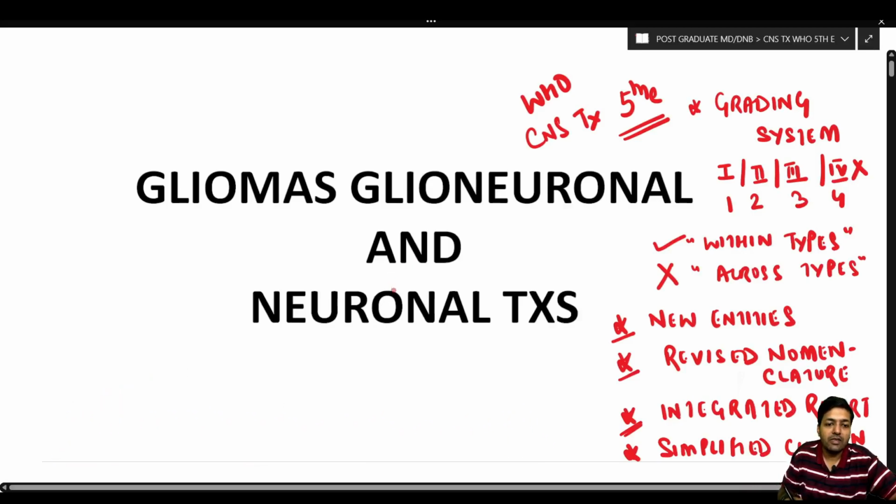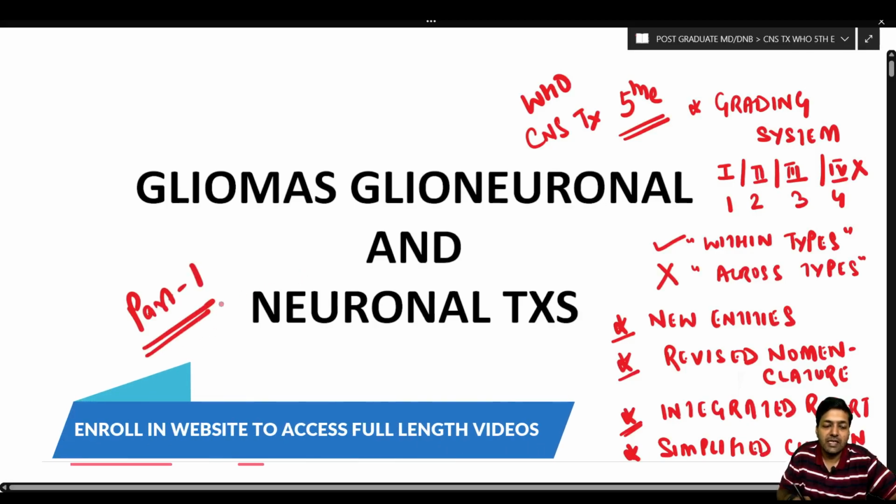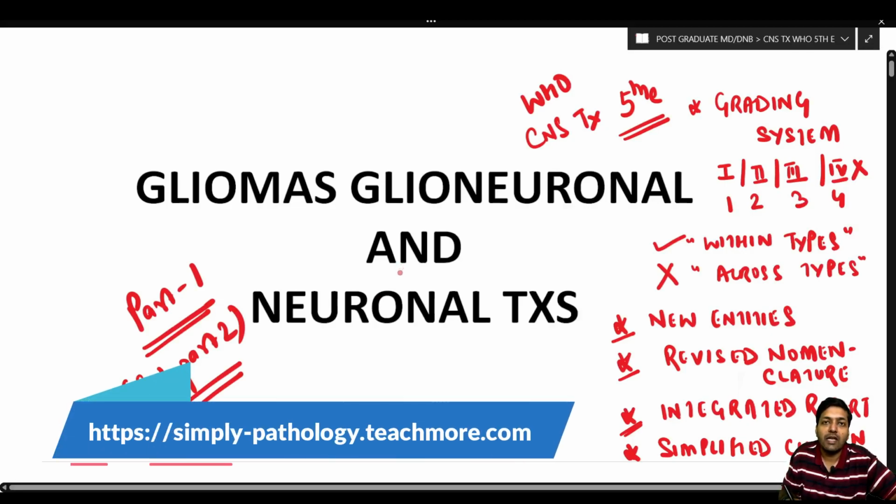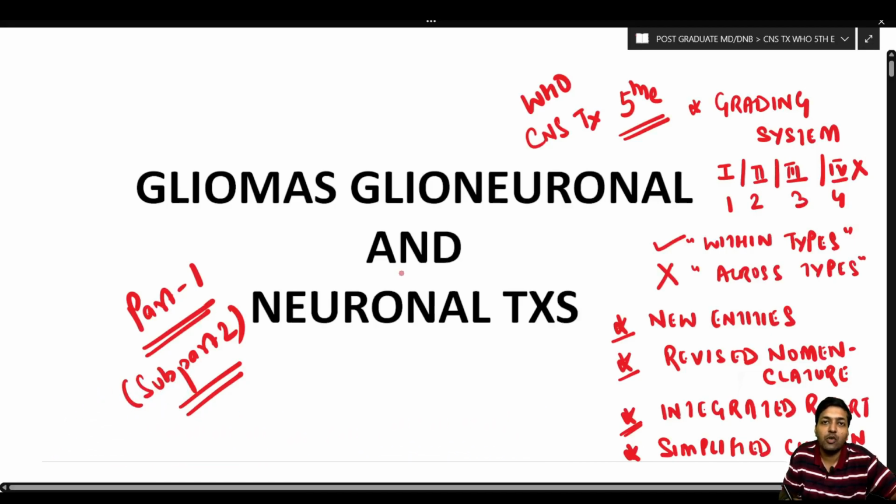Today we are going to discuss part 1 of the WHO classification of CNS tumors, sub part 2. We are mainly going to discuss the changes in the 5th edition of the WHO classification of CNS tumors when compared with the 2016 4th edition. We have already discussed very important points, as in the grading system has completely changed.